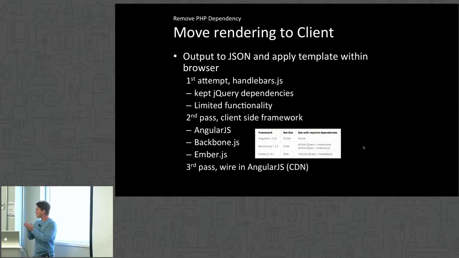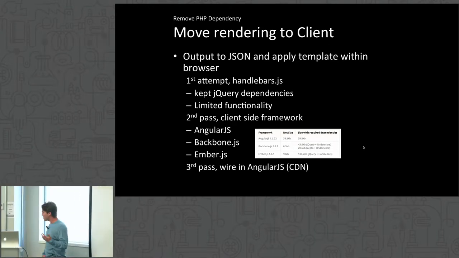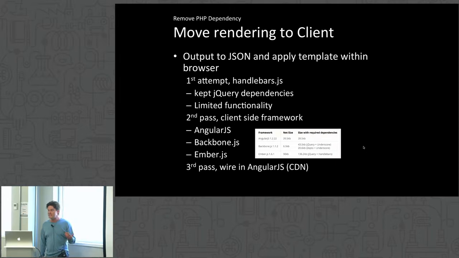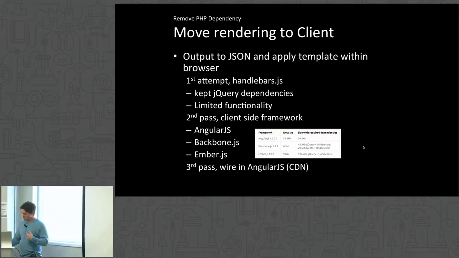If you can do it in one, you can probably do it in the other. So I was really looking for what had good support, what had people using it, and what was small. I looked at Backbone, 6.5 kilobytes, that's great, but it required jQuery and Underscore, which was an additional 43. So this one ended up being 50 kilobytes. At the same time, I really liked Angular. So that was an easy pick for me to say, let's use Angular.